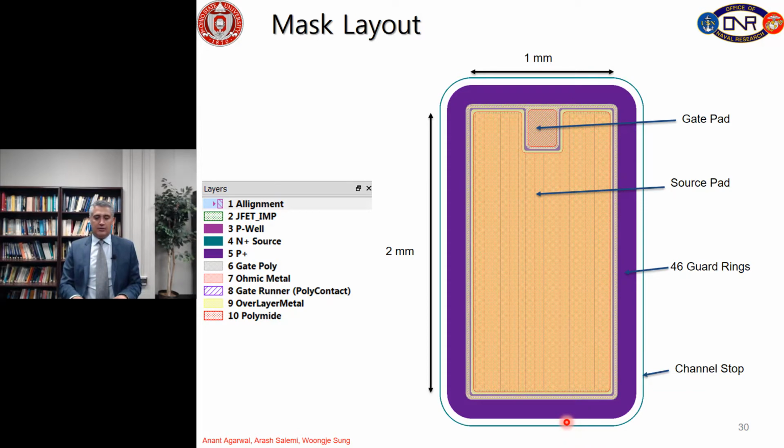So by this, actually, I explained all these 10 masks from the alignment mark, JFET implantation, P-well, N+ source, and P+, and then activation of all these dopants, and then gate poly, ohmic metal, gate runner, overlayer metal, and polyimide. And here are all the masks together for a device with 2 by 1 millimeter square. You can see the gate pad, the source pad at the middle with 46 guard rings, and then we have the channel stop, N+ channel stop at the periphery of the device.